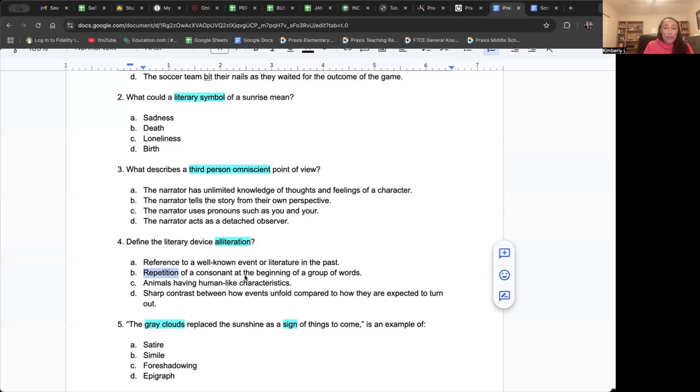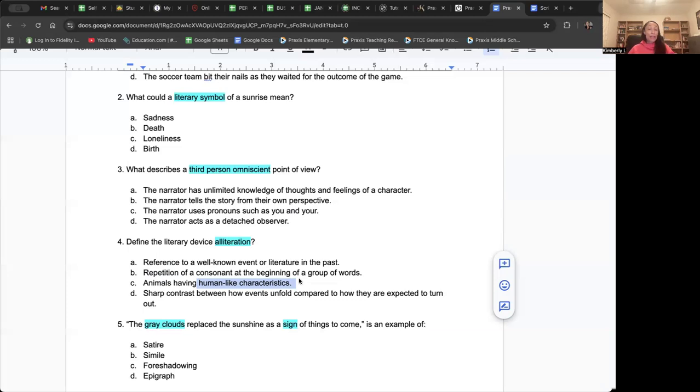Next, we have animals having human-like characteristics. For this one, this is personification. This is where we give animals human-like qualities like the ability to speak, to feel the way that humans do. And another instance of personification could be where we give nonhuman things, like let's say the sun, human-like qualities. So the sun kissed the sky. Literally, suns don't kiss, so we're giving them that human quality.